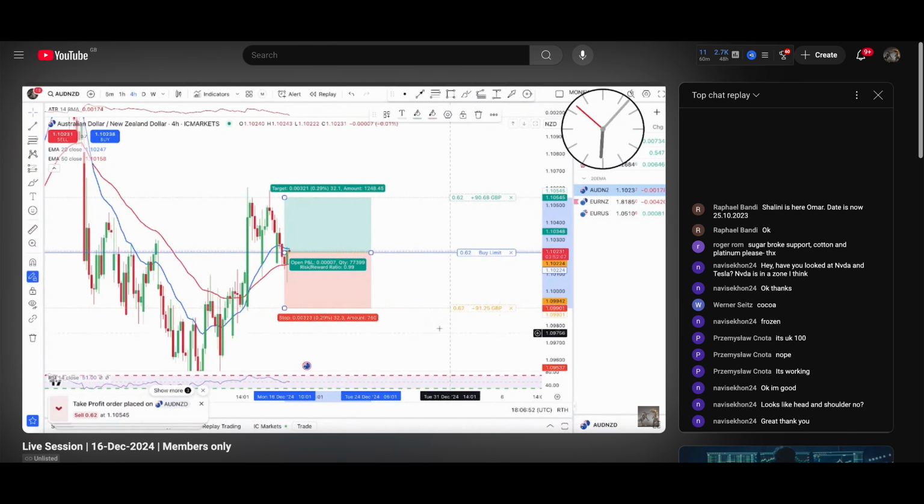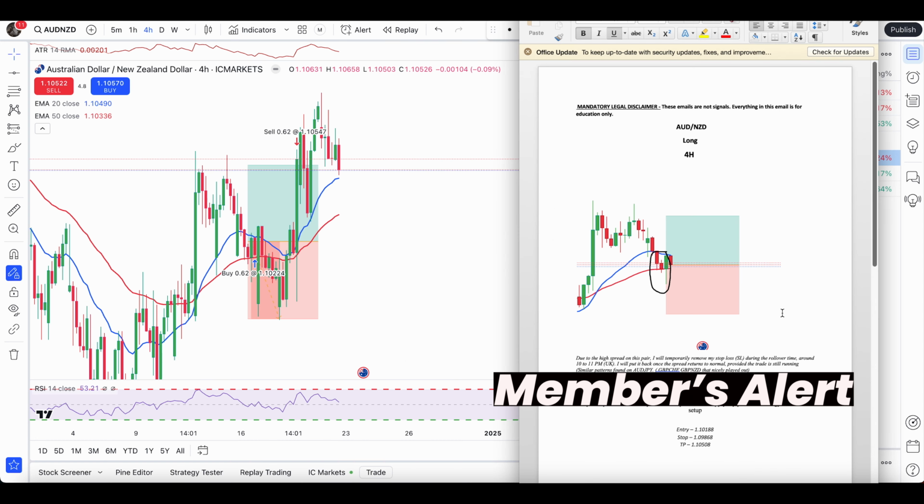So my order is set. Right here, as you can see, this is the trade alert sent to the members. I've clearly mentioned due to high spread on this pair, I will temporarily remove my stop loss due to rollover time around 10 to 11 p.m. UK time. I'll put it back once the spread gets back to normal if the trade is still running.